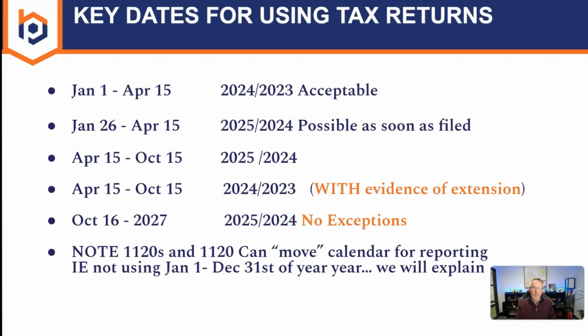Remember, the whole point of this training is how to dig down through things and know what to ask for from our borrower so that we don't over-ask or under-ask, so we can get the calculations done. Remember what tax returns you need. From January 1st through April 15th, you can take the 2024, 2023. Between January 26th and April 15th, you can start using the 2025, 2024 once you know they've filed the tax returns.